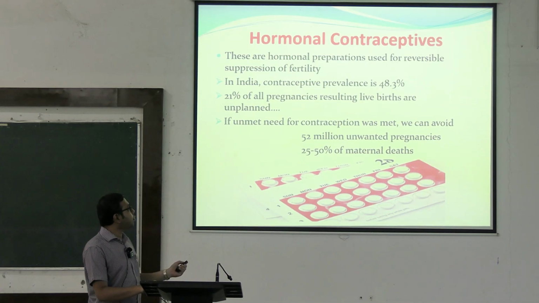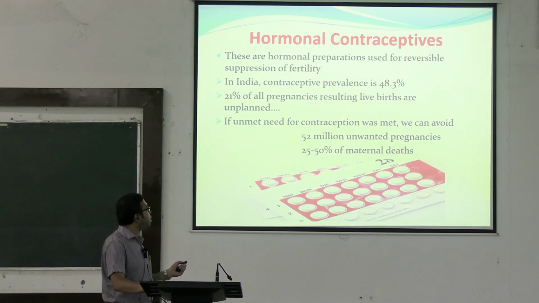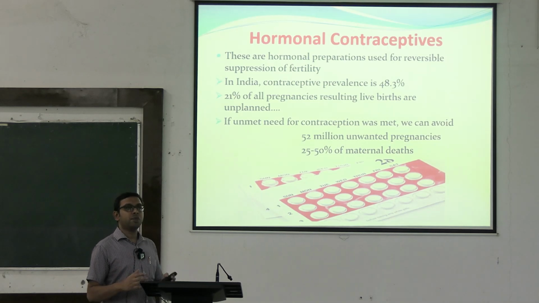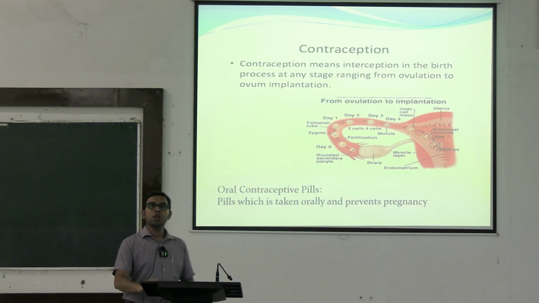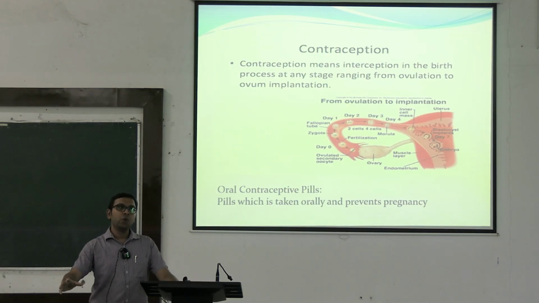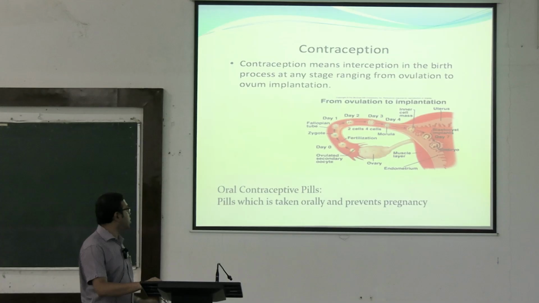So in India, contraceptive prevalence is approximately 48%. So ultimately there will be more and more unwanted pregnancies and also maternal deaths if the contraceptive advice is not followed. So contraception means interception in the birth process at any stage ranging from ovulation to ovum implantation. So we can block the ovulation, we can block after ovulation, we can block the implantation. So in the different stages we can block, okay, by means of the contraceptive devices.